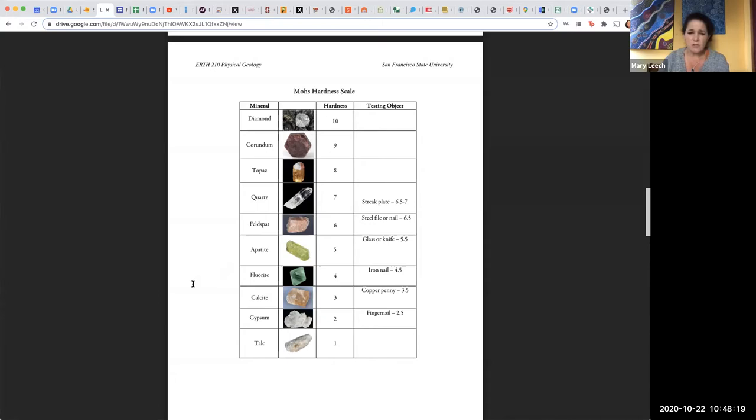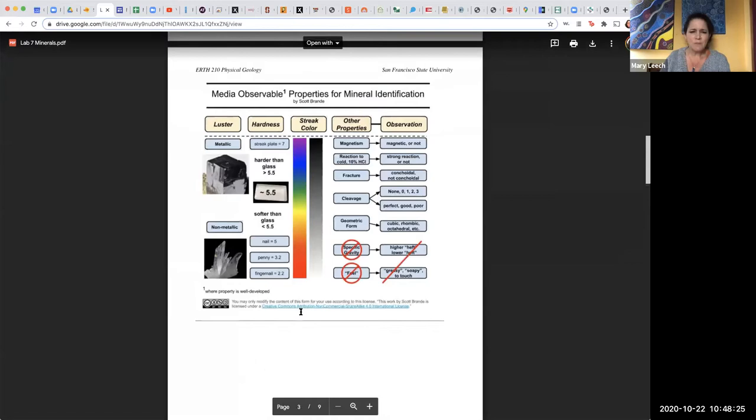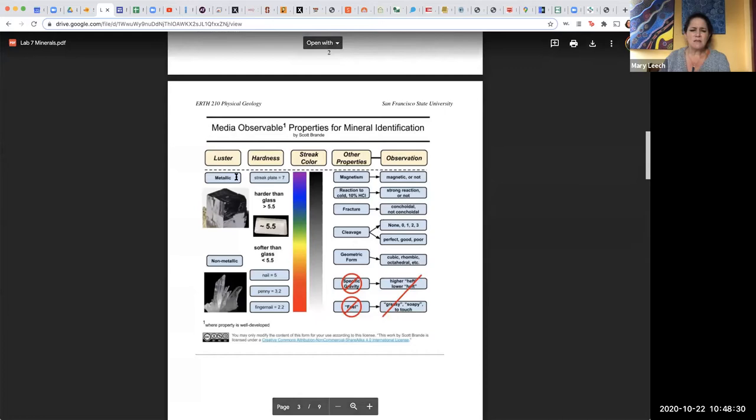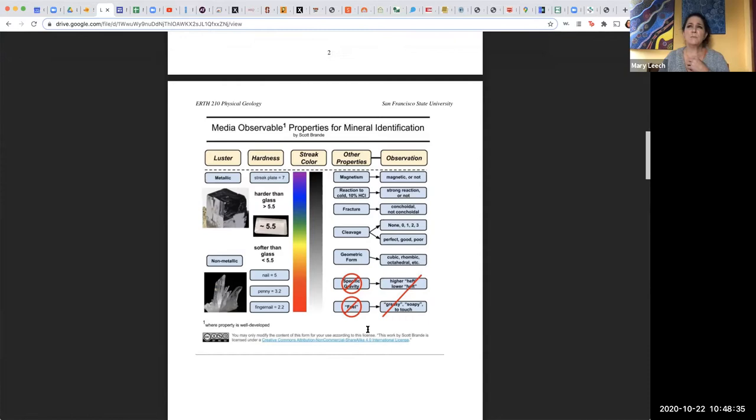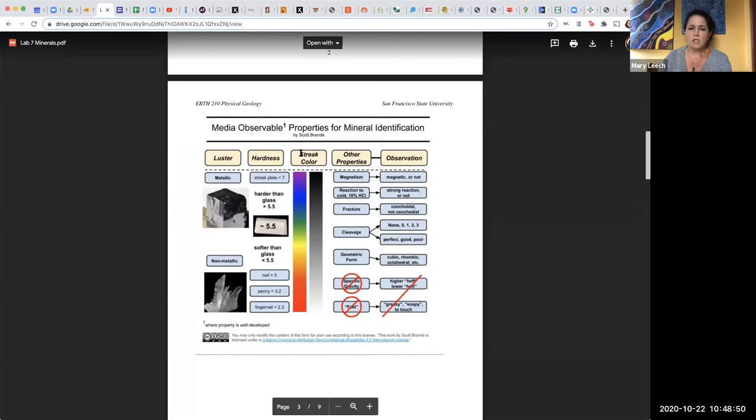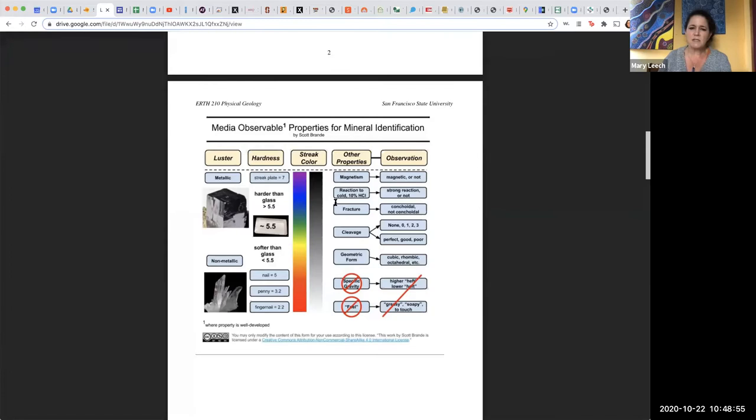Okay, so I guess this is the last thing I'll say. This is a kind of a summary of the properties that you're able to test using these virtual minerals and the virtual tests. So for example, you can distinguish between metallic and non-metallic luster. You can distinguish hardness. You can use the streak color. And then there are some other properties you can use: magnetism, the acid test, looking at the fracture or cleavage. So fracture is just where it breaks naturally. And then cleavage would be a flat plane.